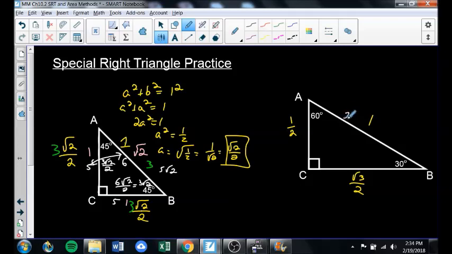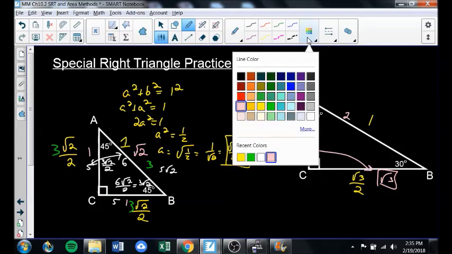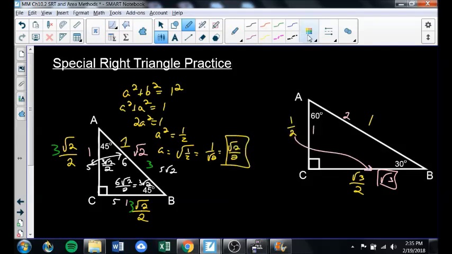So let's say this became 2. Well, this is going to be 1, it's half of 2, and so this is going to be root 3, because this side over here is always root 3 times this side. So I'm just going to keep doing examples. Let's suppose that this side was 6. Well, this side over here would be 6 root 3, and this side over here would be 12. Because from here to here you double, from here to here you do times root 3.